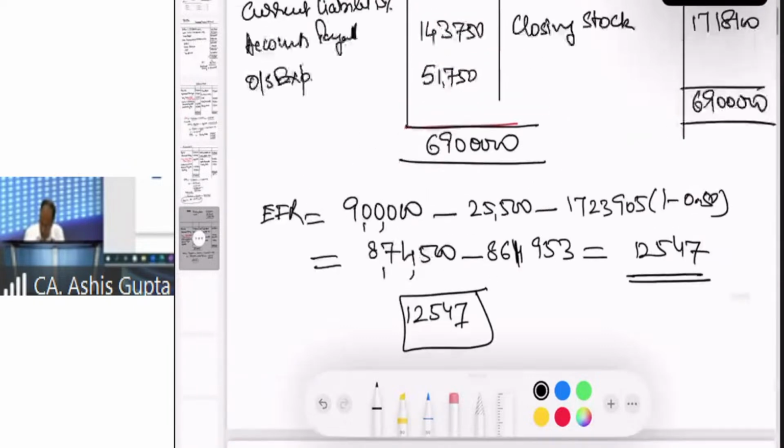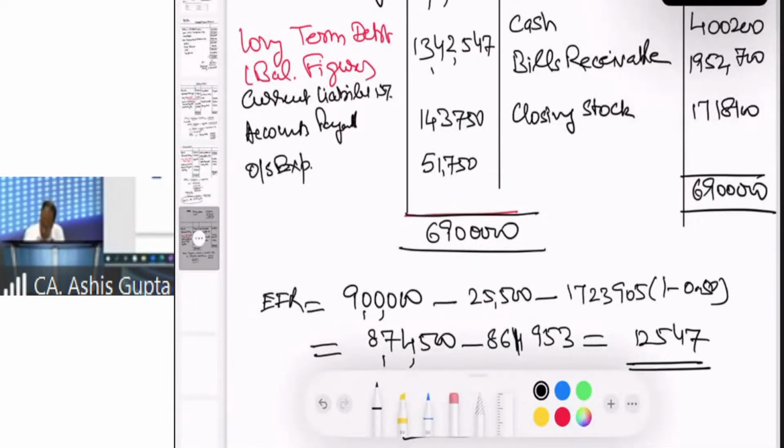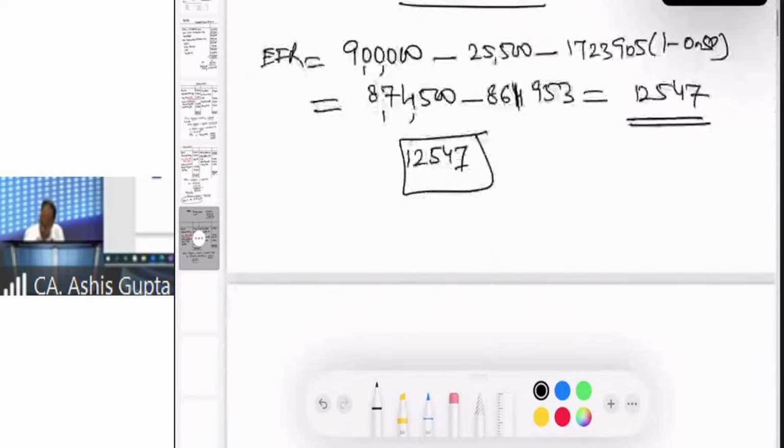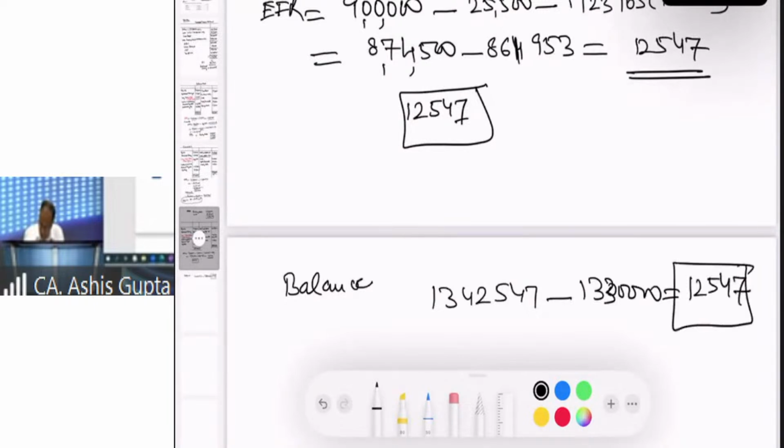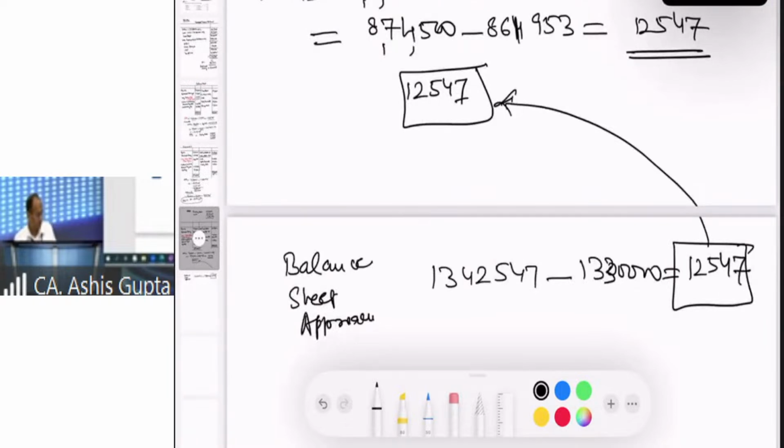So now see here, student. I forgot one step. Here it is your 13 lakh 42,547. If I follow the balance sheet approach, 547 minus 13 lakh 30,000. I just forgot this step, but I'm repeating it here. Same value I'm getting here. Okay, student, I hope this question is clear to you.